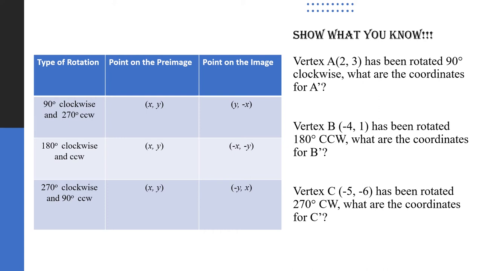I'm going to give you about 30 to 45 seconds to look at this chart and see if you can answer a couple of these questions. We'll do the first one together since this is kind of new. If vertex A is graphed at (2, 3), it has been rotated 90 degrees clockwise. We want to know the coordinates for A prime. I'm going to look at my table for 90 degrees clockwise, and I see (X, Y) becomes (Y, negative X). So that means if 3 is the Y value in the pre-image, it's now going to be the X value in the image. And then if X was 2, Y now becomes negative X. So it's now going to become (3, negative 2). I'll give you about 30 seconds, and then I want you to try the next two.